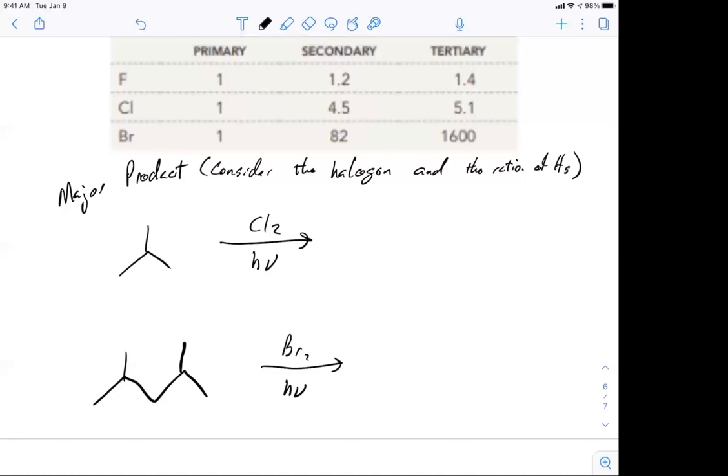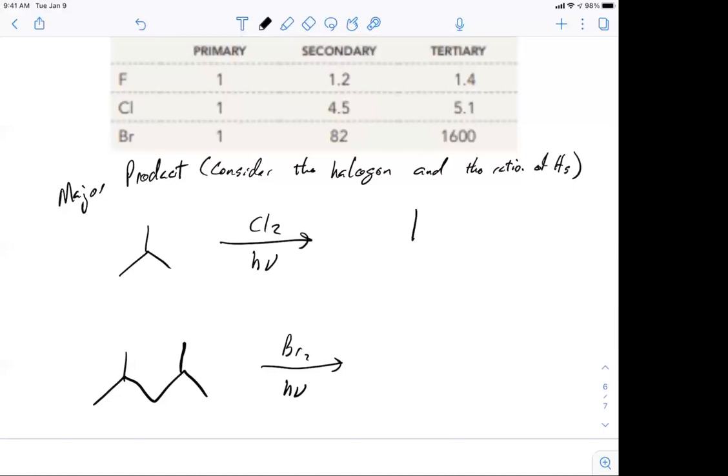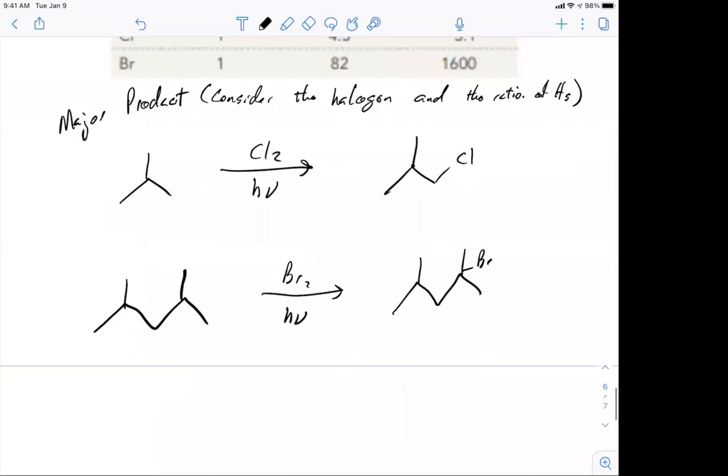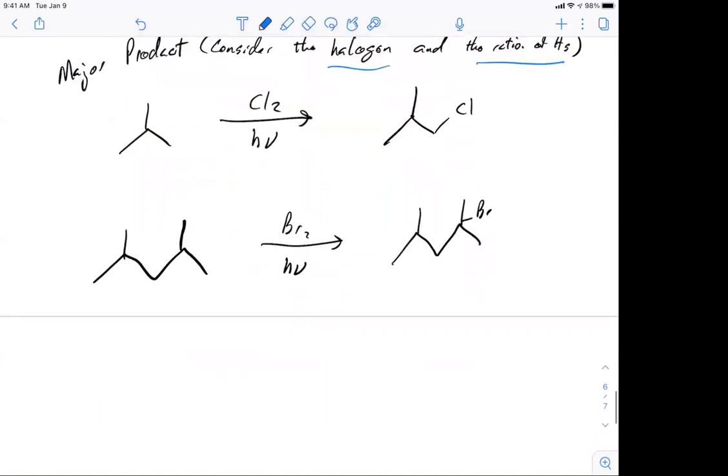Okay, let's take a look. So in the first one, our major product would be this substitution. In the second one, our major product would be this one. Now, let's explain this. When I said ratio of hydrogens versus the halogen, we can use these numbers up here to help us consider this.